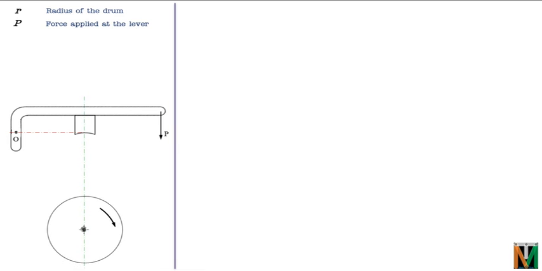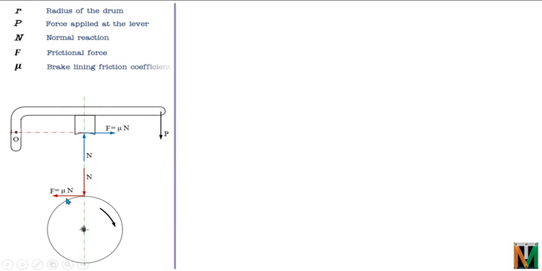Next, as per our discussion, let's plot the various forces. This will be the normal reaction of the drum on the block. Similarly, this will be the radial force applied by the block on the drum. So N is the normal reaction. Next, we will plot the friction. This is the friction force on the drum, which will be in the direction opposite to the direction of motion. Similarly, there will be a force of friction on the block, in the direction opposite to the force of friction on the drum. F is the force of friction and mu is the friction coefficient of the brake lining. There will be a friction lining on the block, and mu is the friction coefficient of that lining.